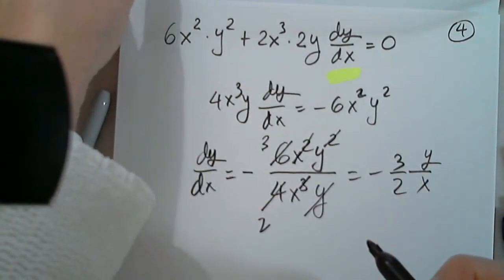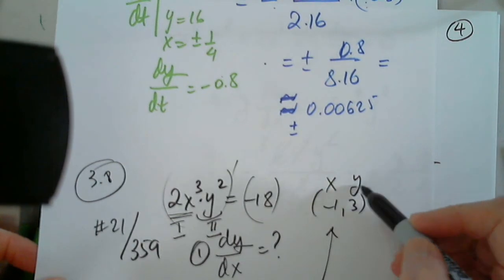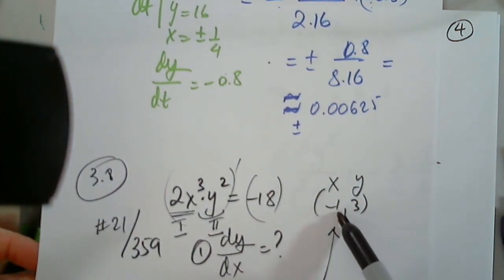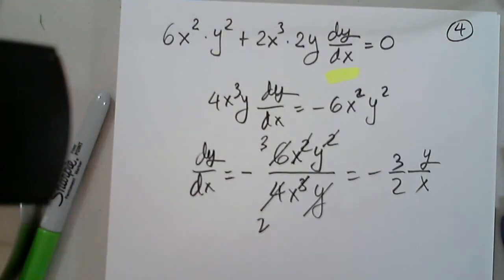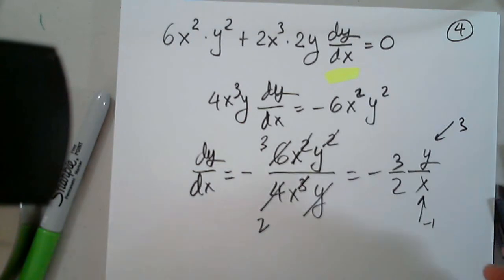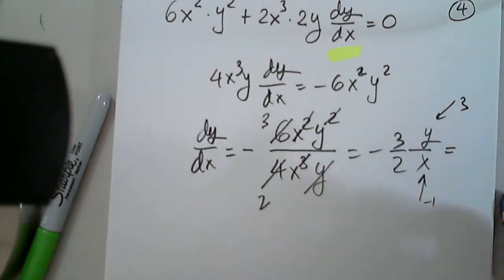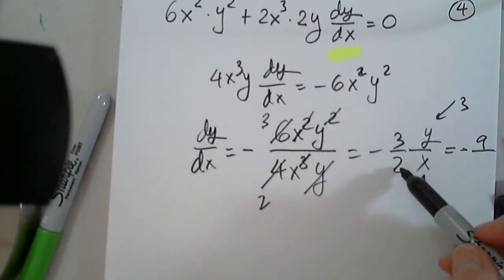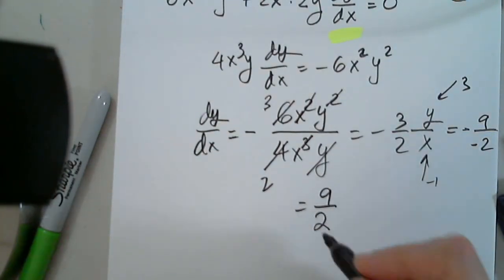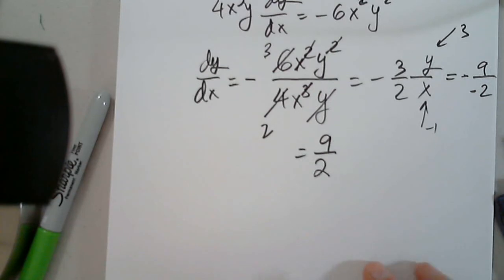So now they're giving us the x and the y they want us to evaluate and find the slope of the tangent line. X is negative 1 and y is 3. So this is negative 1 and this is 3. So 3 times 3 will be 9 and 2 times negative 1 will be negative 2. Final answer, 9 halves.